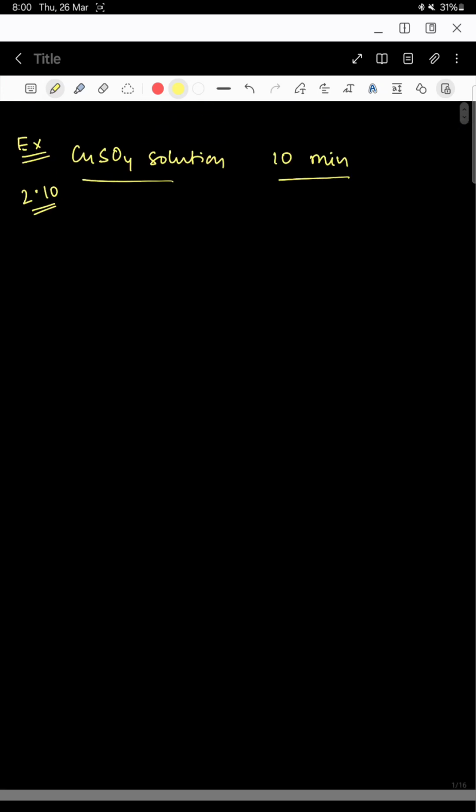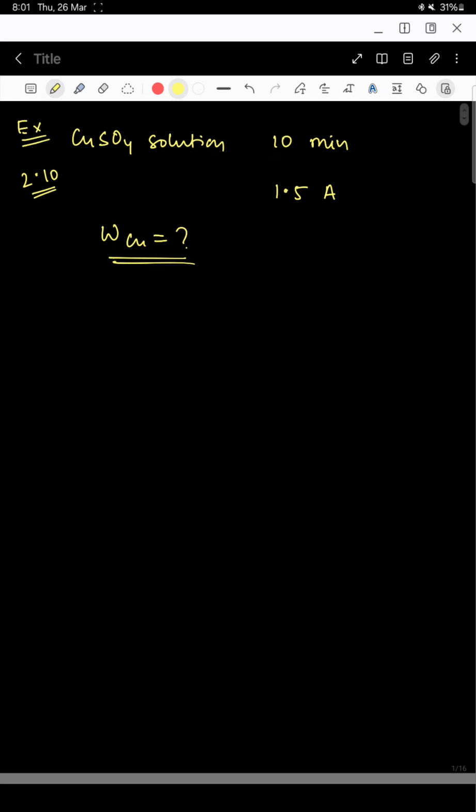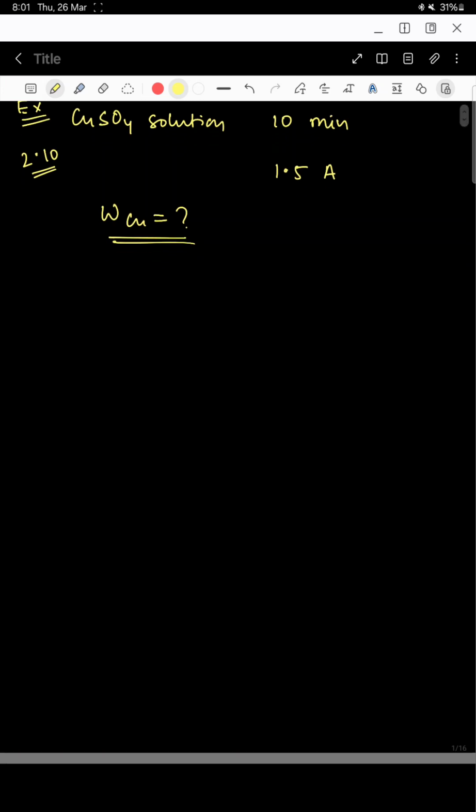10 minutes with a current of 1.5 ampere. So what mass of copper will be deposited? That is the question. Okay, so a simple question. There is a copper sulfate solution which is being electrolyzed for 10 minutes with a current of 1.5 ampere. So what is the mass of copper deposited at cathode? I told you metals are usually deposited at cathode only.